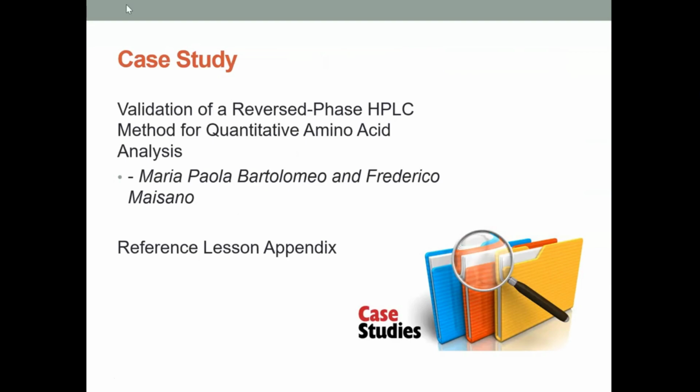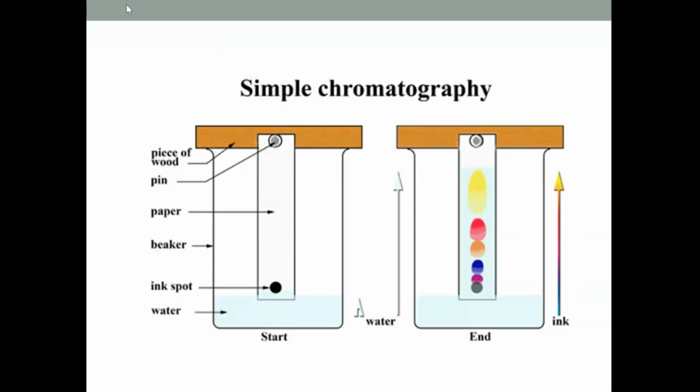We're going to have a look at a case study now. This is a paper that has been written and published, and you'll have a reference to it in your appendix section. It is entitled Validation of a Reversed Phase HPLC Method for Quantitative Amino Acid Analysis. It just gives us a broad idea as to how we put into practice concepts that we learned in this lesson and in our previous lesson. I would recommend that you have a read of this paper so you have a better understanding.